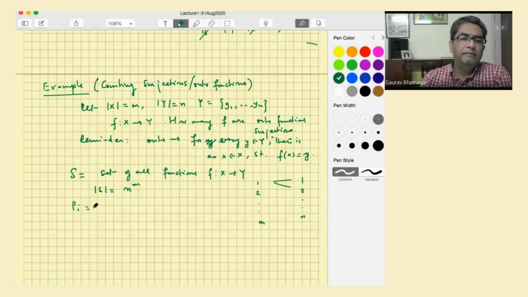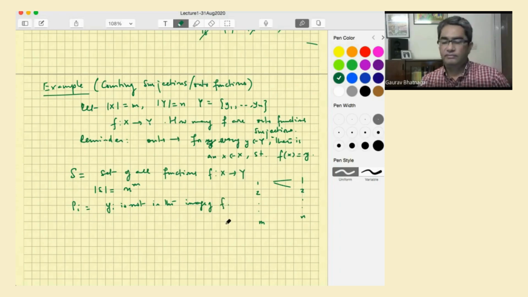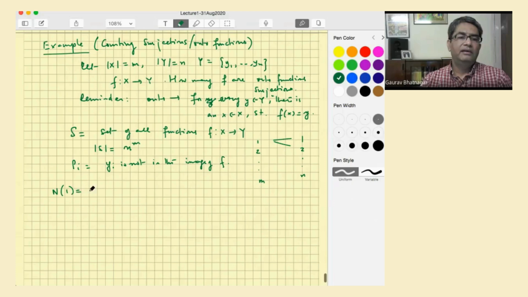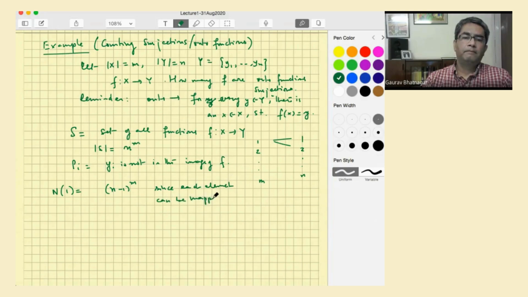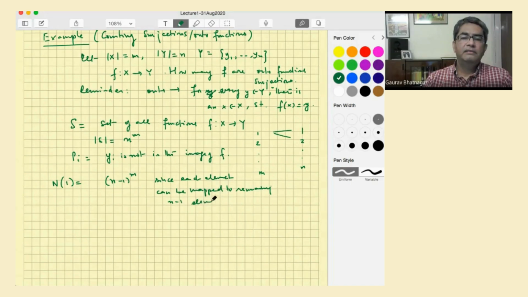Let Pi be the property that yi is not in the image of f. So what is N1? y1 is not in the image, so each element can be mapped to the remaining n minus 1 elements. Then N2: you choose two elements, the number of ways of choosing two elements which are not in the image, and then n minus 2 raised to the power m, and so on.